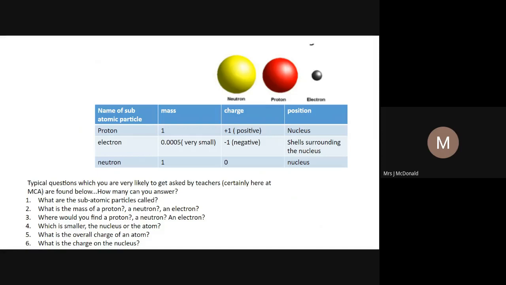And these are some typical questions that you could get asked at school by your teachers. Some of these questions could even be in your GCSE exams. Have a look at them, see if you can answer any of them.